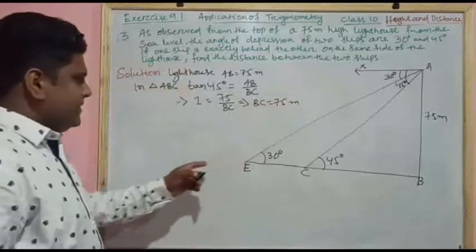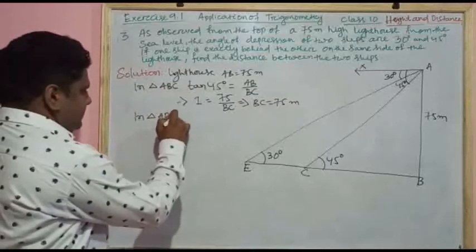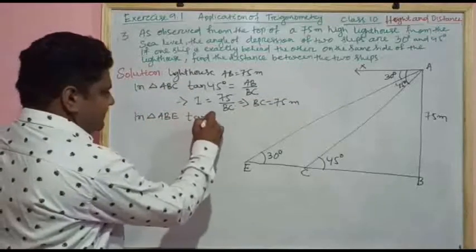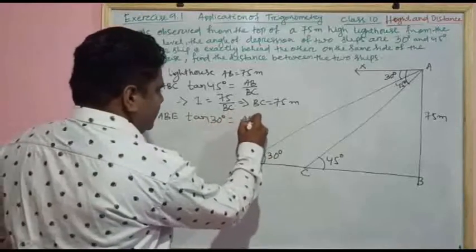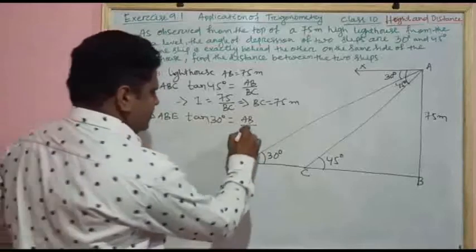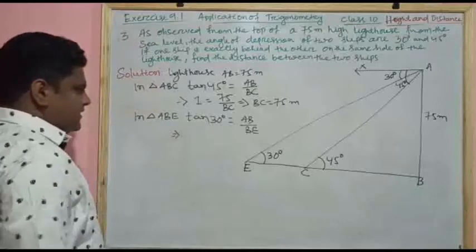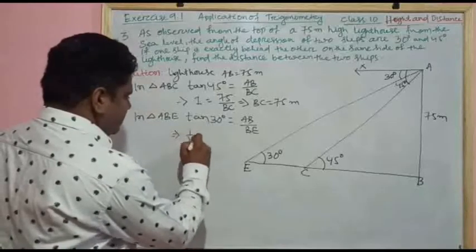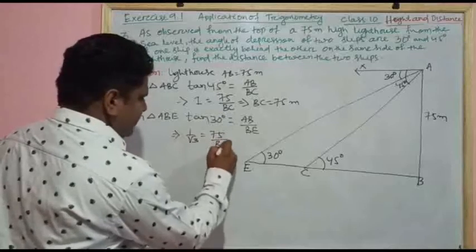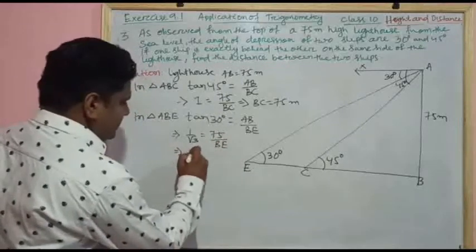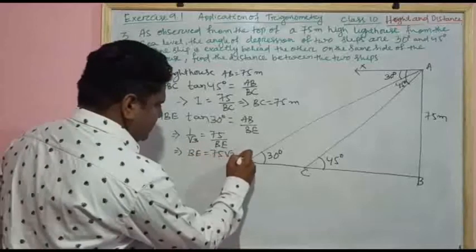In triangle ABE, tan 30 degree is equal to AB by BE. The value of tan 30 degree is 1 by root 3. AB is equal to 75, and BE we have to find. So this implies that BE equals 75 root 3 meter.